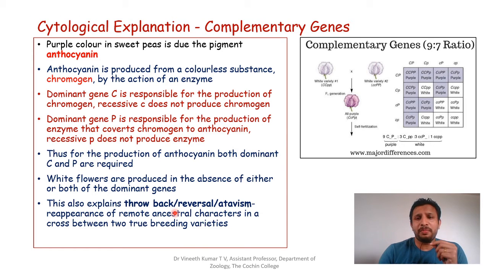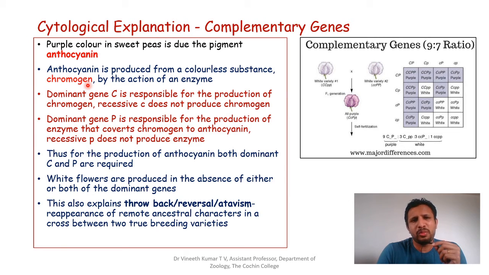So, this particular purple color in sweet peas, the purple color flower, is due to a pigment which is called as anthocyanin. So, that is a pigment which gives the flowers purple color, and anthocyanin is produced from a colorless substance. Usually the pigments are derived through a metabolic pathway. It will have a substrate, and that will be converted in different manners, resulting in many intermediates, resulting in the product. So the product here is anthocyanin, and it is produced from a colorless substance which is called a chromogen, and an enzyme acts on the chromogen, and chromogen is colorless.